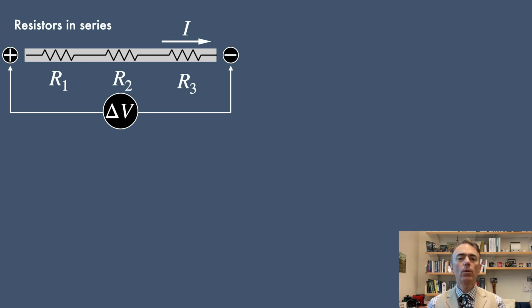The same current flows through all resistors because there is only one path. Remember that the electric current is the number of charges per unit time across a cross-section of the wire, dq/dt. And charge is a conserved magnitude.